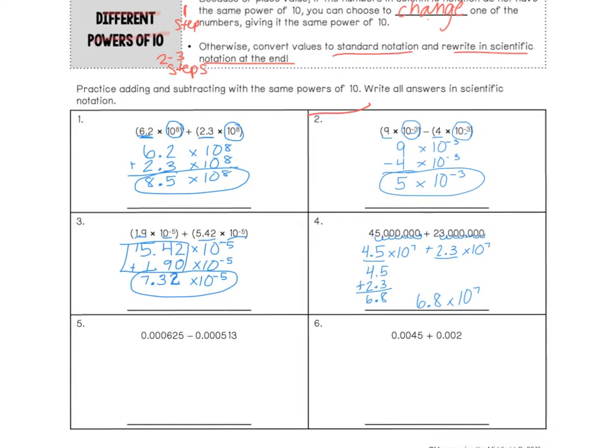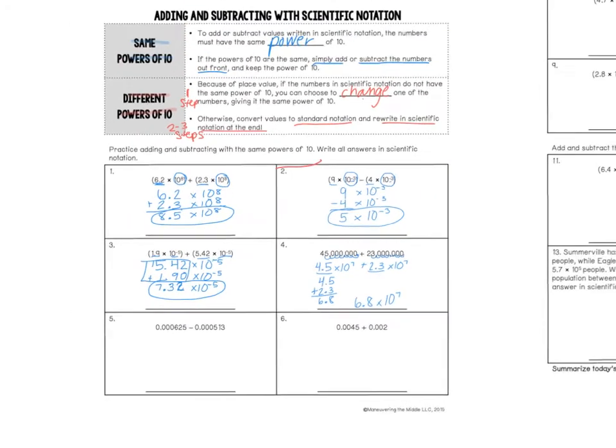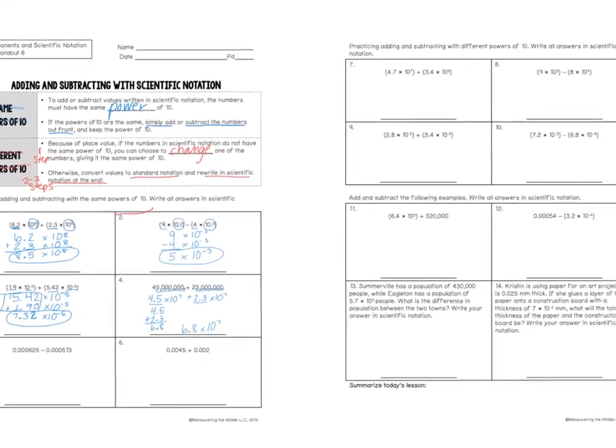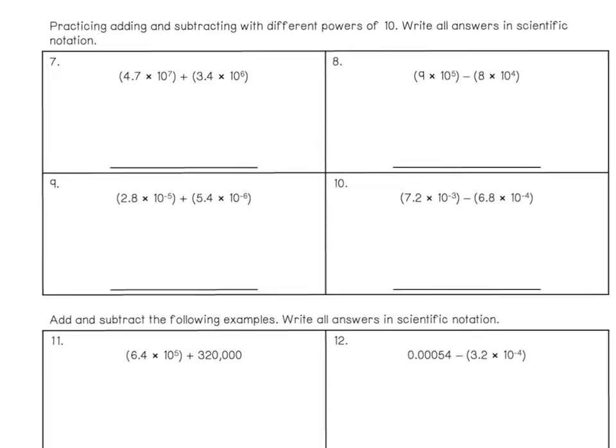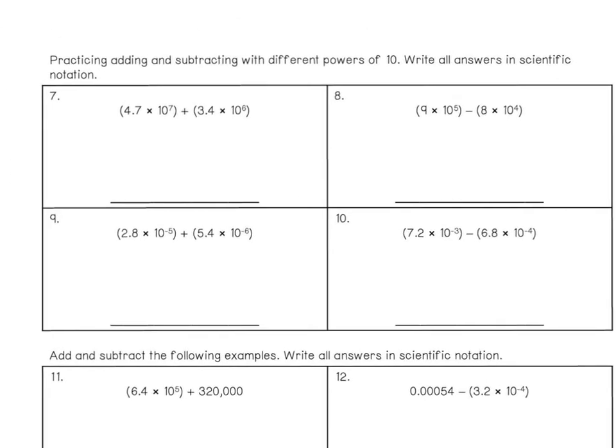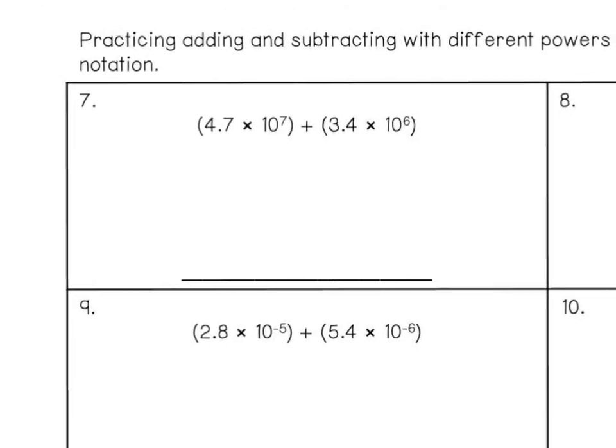All right, I'm going to let you do the other two on your own. I am going to move on. We're going to do some examples where they're different. So here we have 4.7 times 10 to the 7th and 3.4 times 10 to the 6th. So they're different.